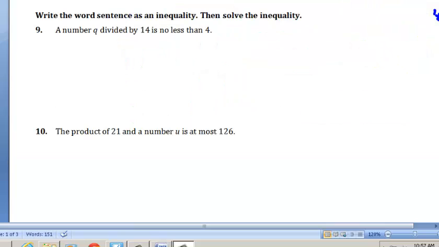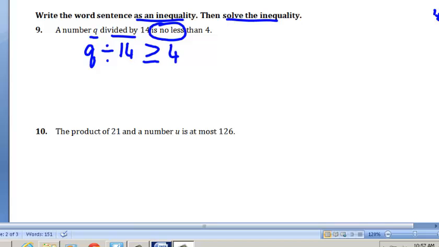This one, they are asking us to write the word sentence as an inequality and then to solve. We've done plenty of these, so let's go ahead and see what it's all about. Q divided by 14 is no less than. So that means what? And if you don't know, refer to your textbook to help you out. Greater than or equal to 4, because it's not less than 4, but can it be 4? Yes, and it has to be greater than 4. Let's go ahead and solve it. Q divided by 14 is greater than or equal to 4.